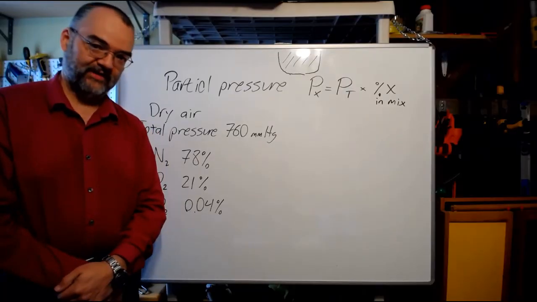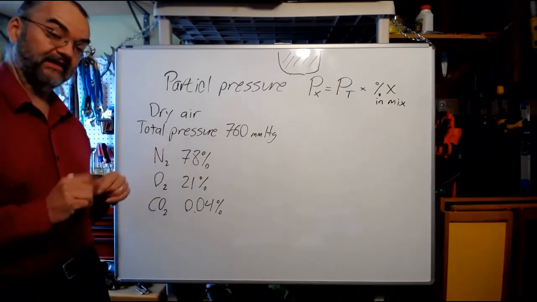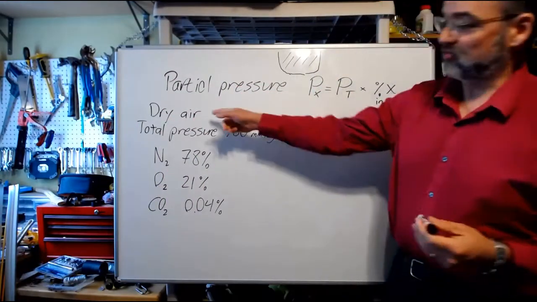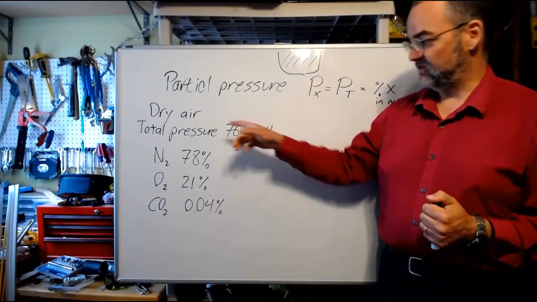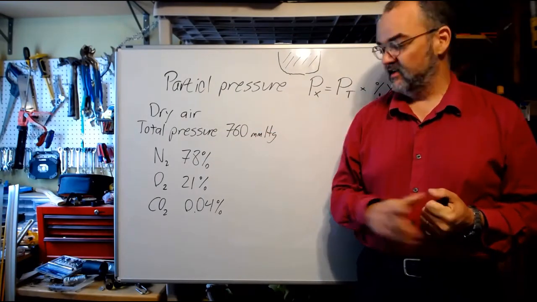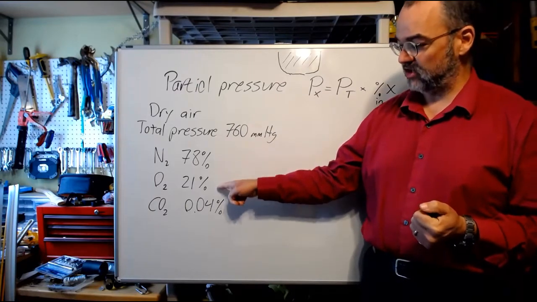All right, hopefully that went okay. So now what I'd like you to do as an exercise is this. In dry air at sea level, the total atmospheric pressure is typically about 760 millimeters of mercury. I'd like you to figure out what the partial pressures for each of these gases are.